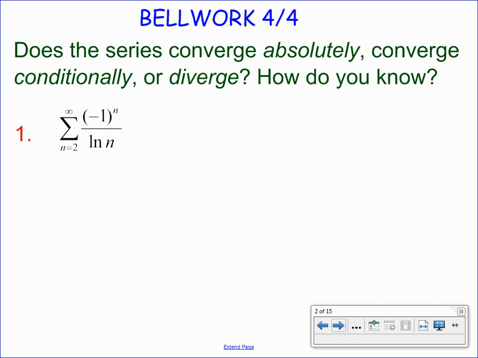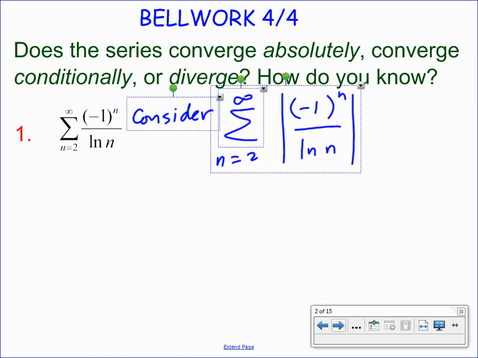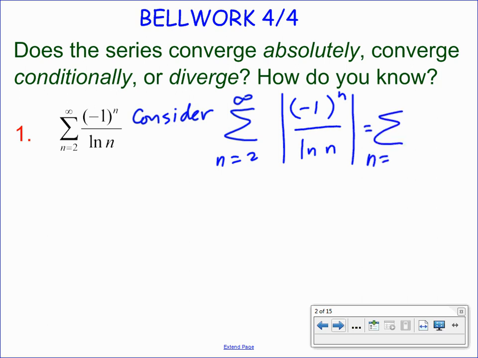And to start off the bat, I'll consider the absolute value of this series. So I'll consider the sum from 2 to infinity of the absolute value of negative 1 to the n over natural log. And we know that that is simply the sum from 2 to infinity of, again, absolute value means that we're looking at 1 over ln of n. Okay, now this is easier to consider. For some reason, this looks a little bit more streamlined.